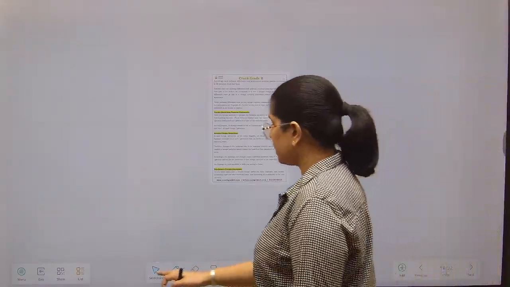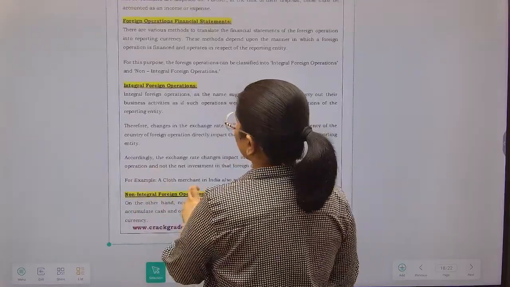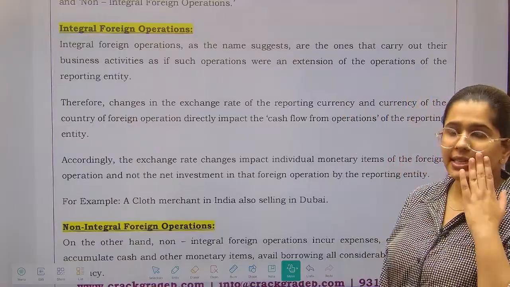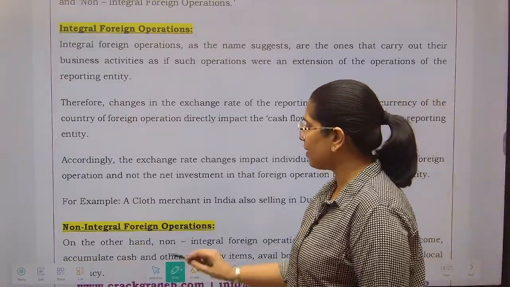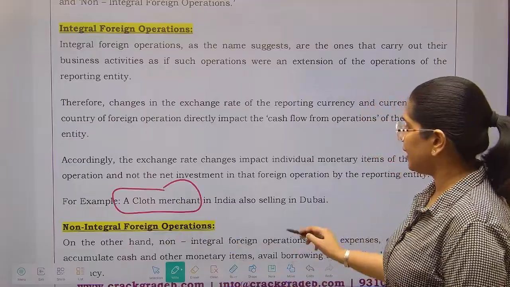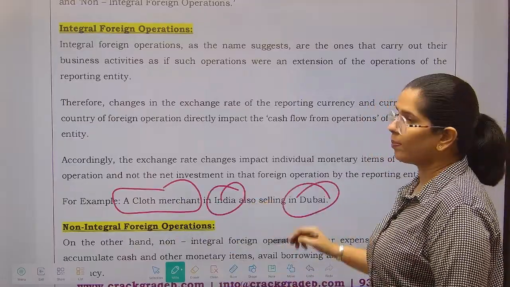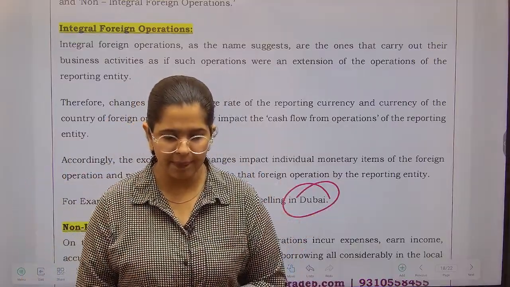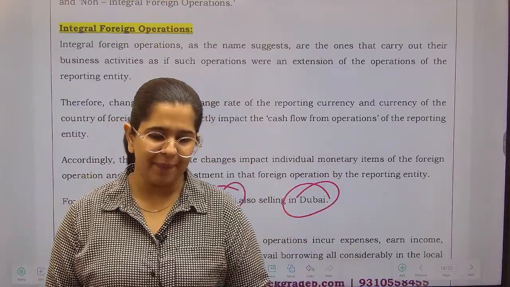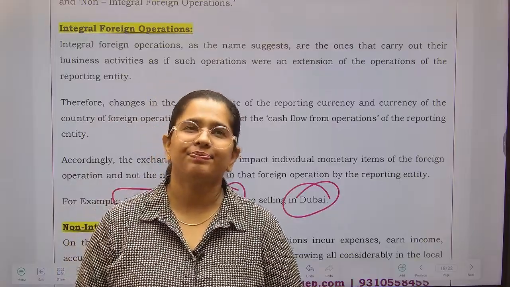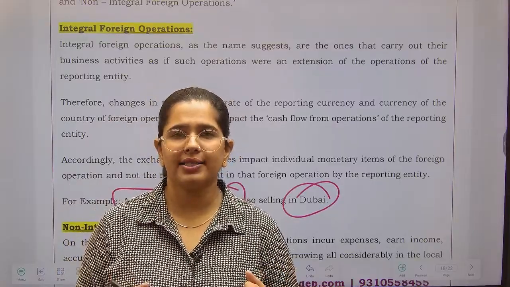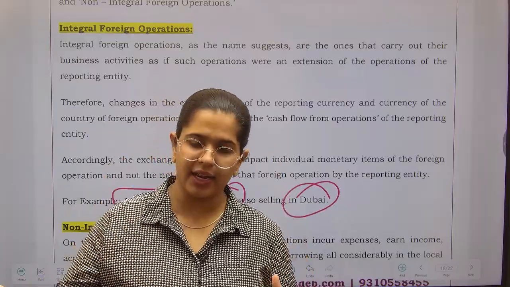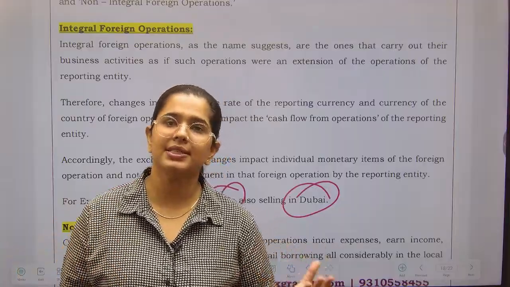foreign operations. So integral foreign operations and non-integral foreign operations, इसमें भी बहुत confusion होता है. So what is integral foreign operation? बहुत ही आसान सी भाषा में, a cloth merchant in India is also selling in Dubai. मतलब कि आपकी ब्रांच ही है, ठीक है. For example, you are selling handbags in India and the same kind of store you are having in London as well, ठीक है, तो आपका बिजनेस सेम ही तो हो गया.